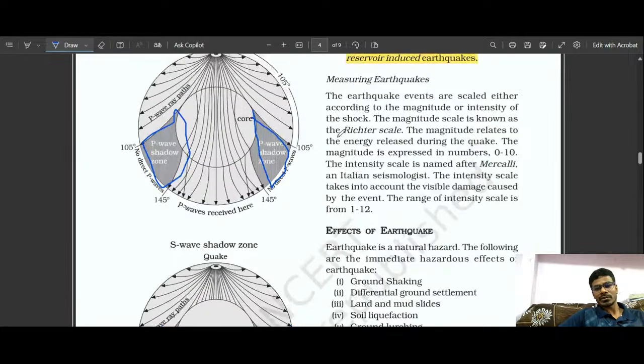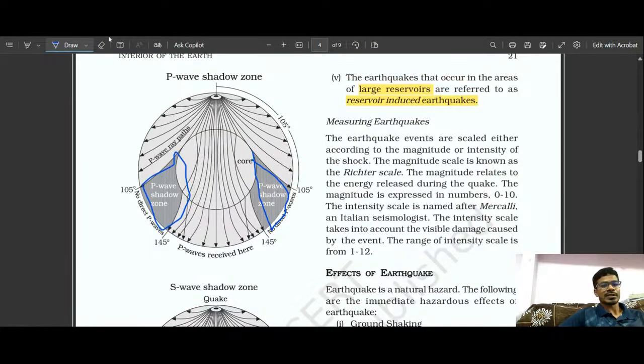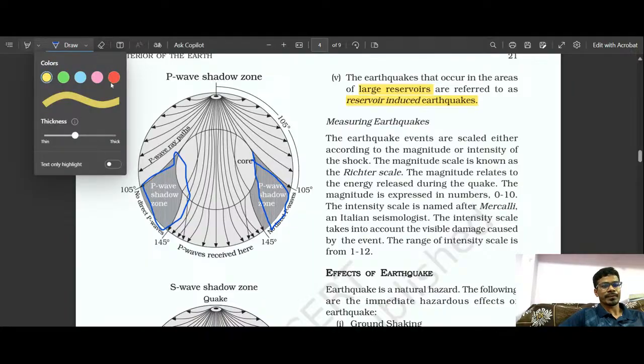Now we will go to another part: measuring of earthquake. How do you measure it?